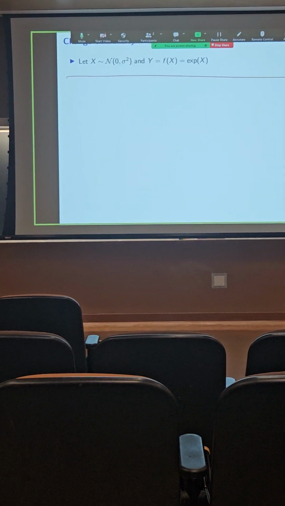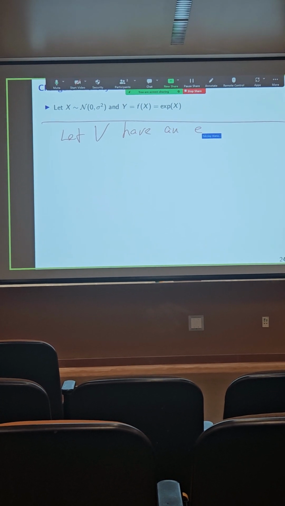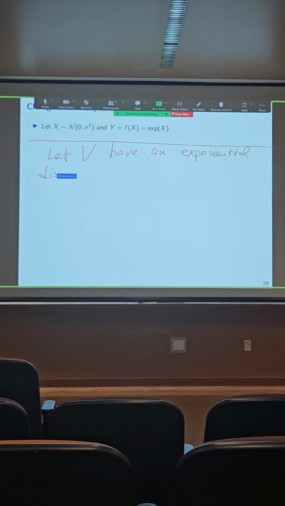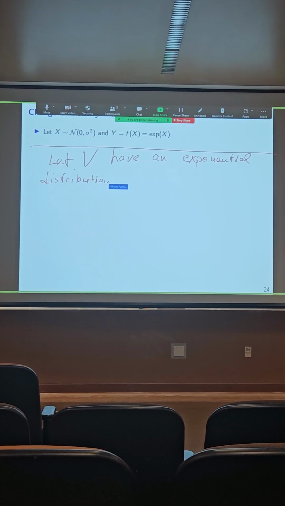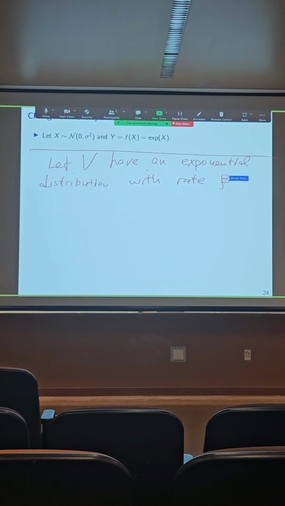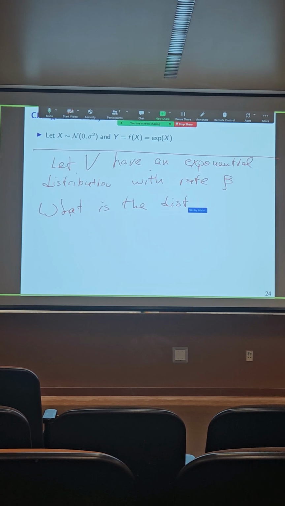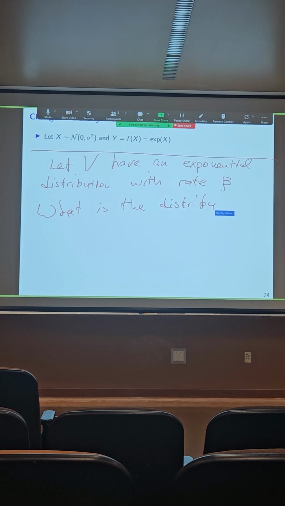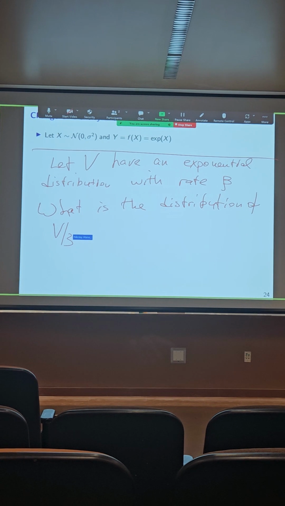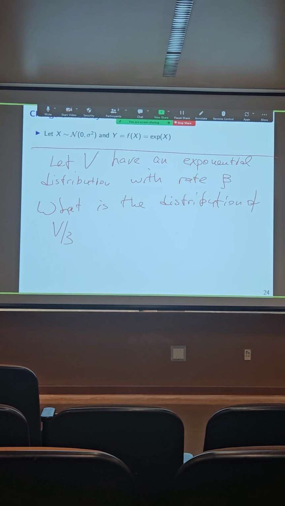Suppose let v have an exponential distribution with rate beta. What is the distribution or the density of v over 3? If you answer this, you pretty much solved our problem, which is v over x, where x is constant.